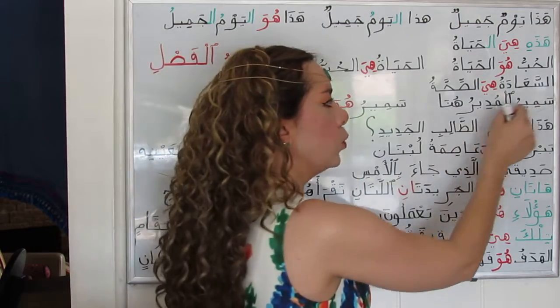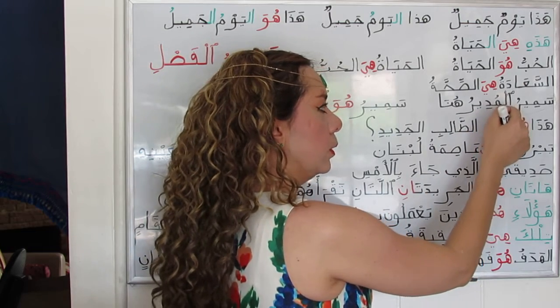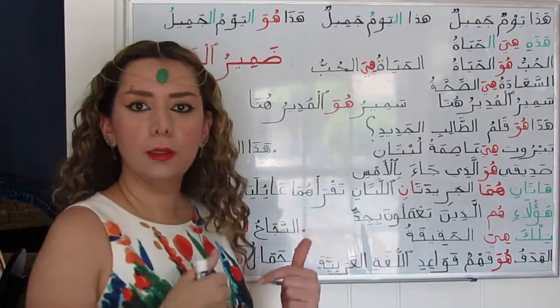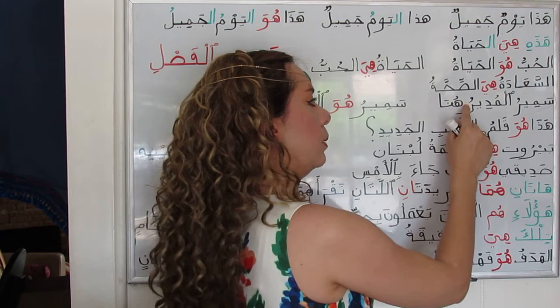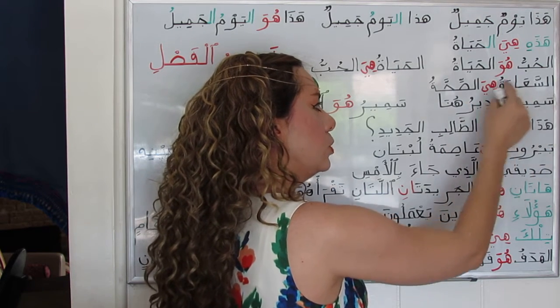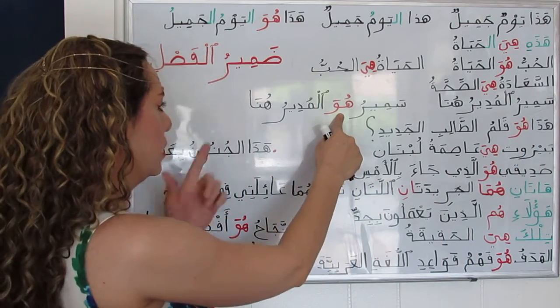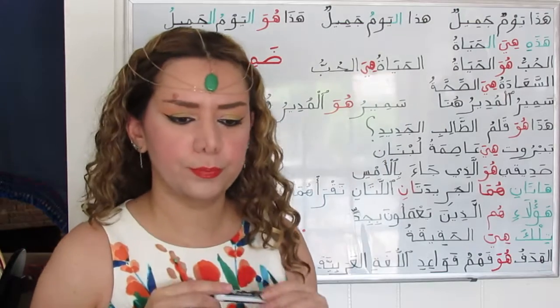But for Samiru al-mudiru huna, Samir, the manager, is here. So is will be after Samir al-mudiru. So this is the compound subject here. But with this damiru al-fasl, this is the subject, Samiru.